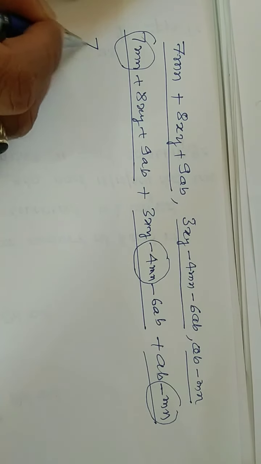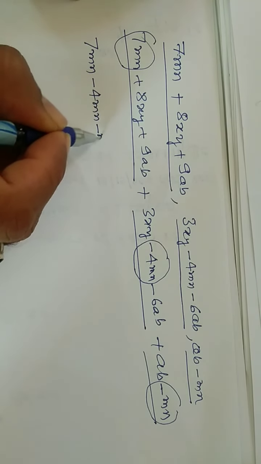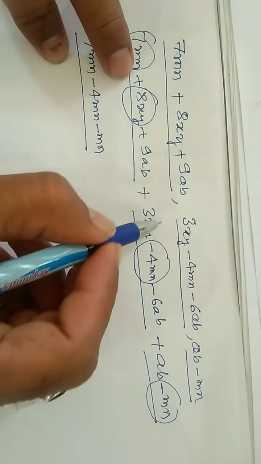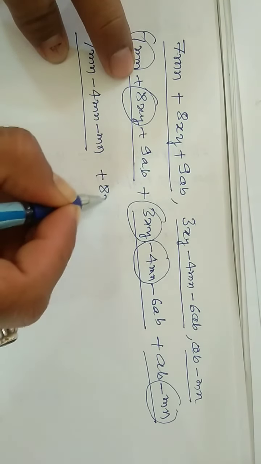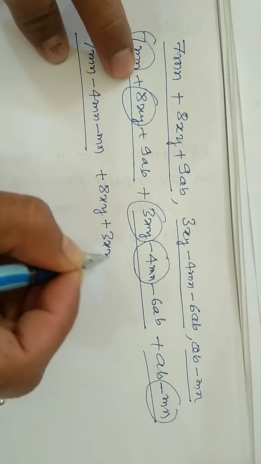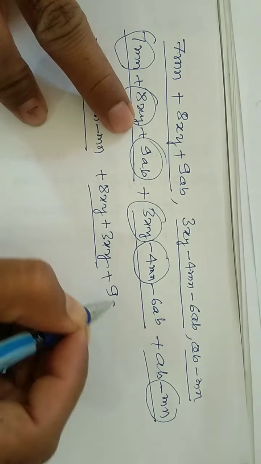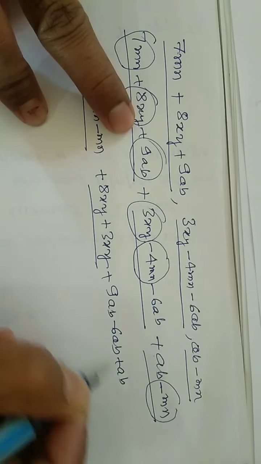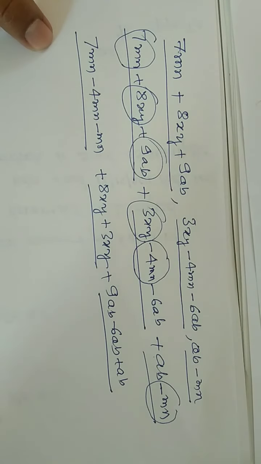We have to group them in one group: 7mn minus 4mn minus mn, this is one group. Second group, 8xy plus 3xy, this is the second set of like terms. And the third one, 9ab minus 6ab plus ab. So these are the like terms: ab, ab, ab; xy, xy; mn, mn, mn. This is how we have to group the like terms.